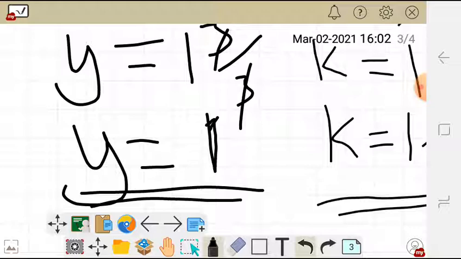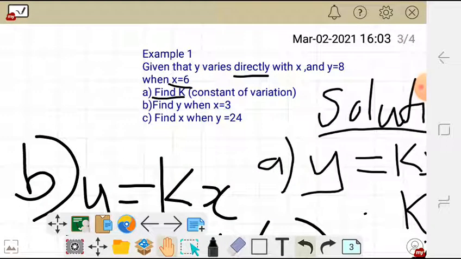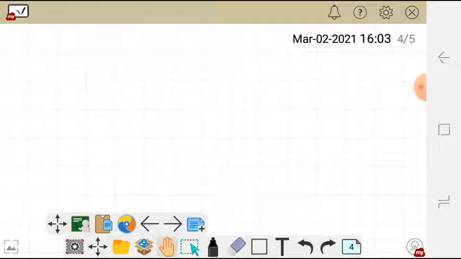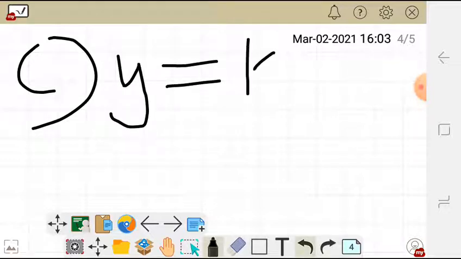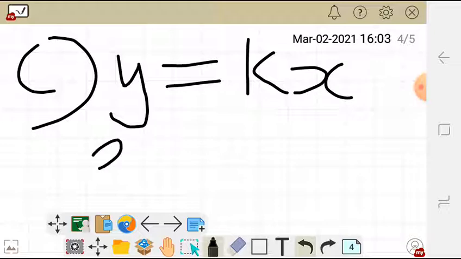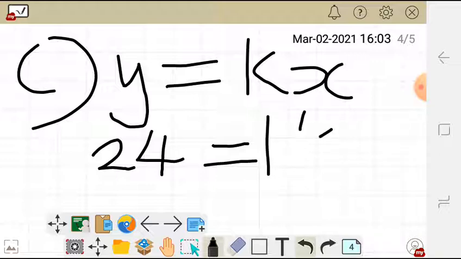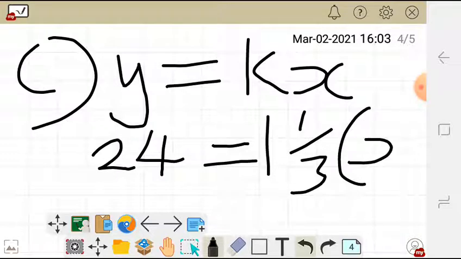Okay, so let's go for our last question, which is saying find x when y is equal to 24. What will be the value of x when y is equal to 24? That is C. So we get our formula first, y equals kx. When y is 24, what will be x? Our k is 1 and 1 over 3. We already found it.